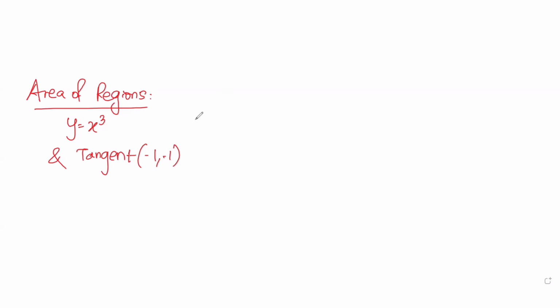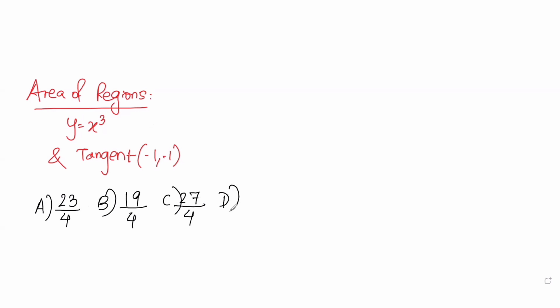If I talk about the options that are given to us here, the options are 23 by 4. The second option is 19 by 4. The third option is 27 by 4. And the last option is 31 by 4. So we need to figure out which one of the four options is the area of the region between the curve and its tangent. First of all, for the tangent, let's find the equation of that line. Then we'll understand what is the area of the region that we need to find out here.